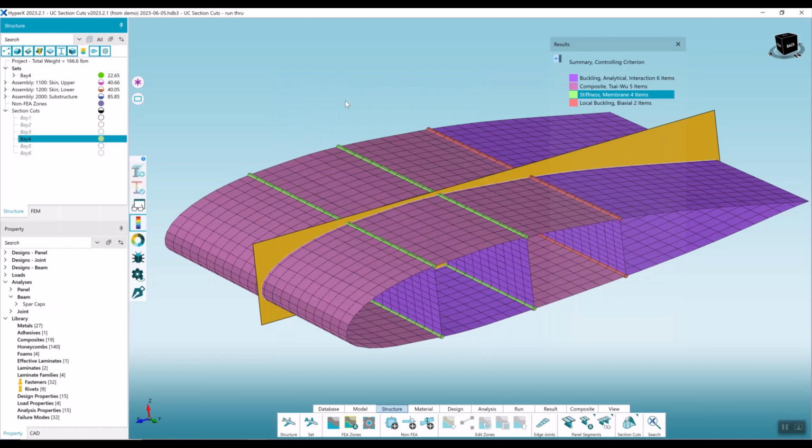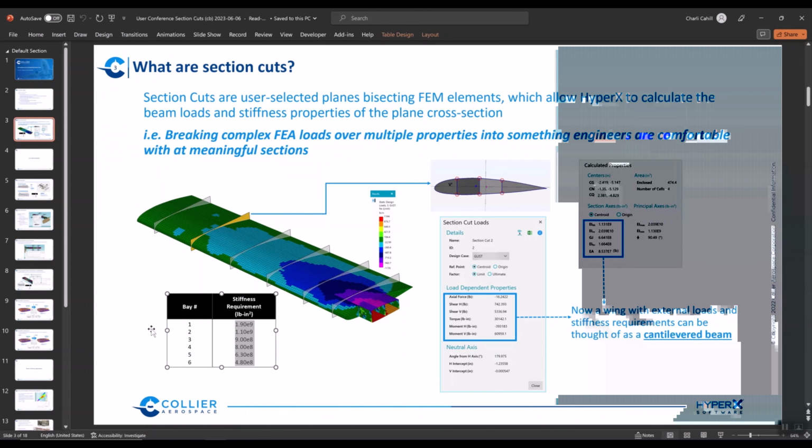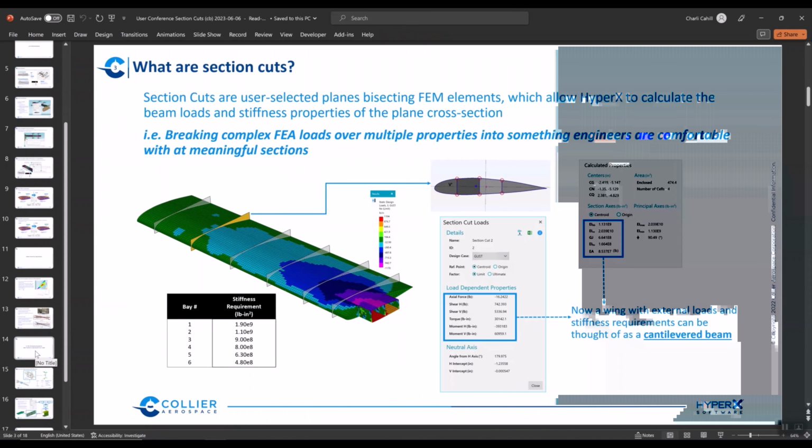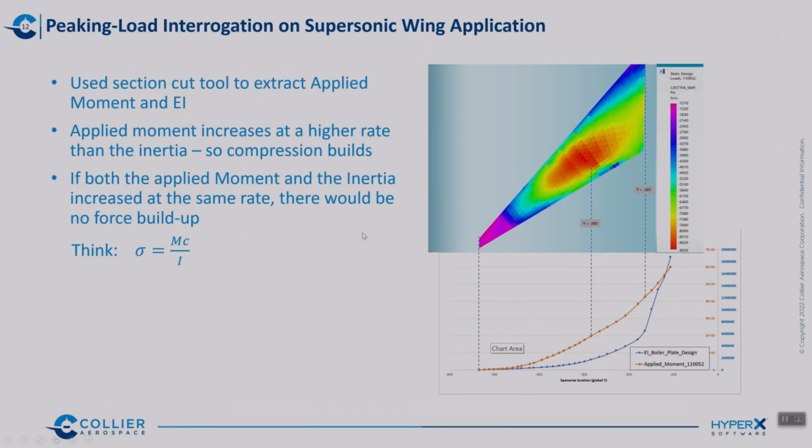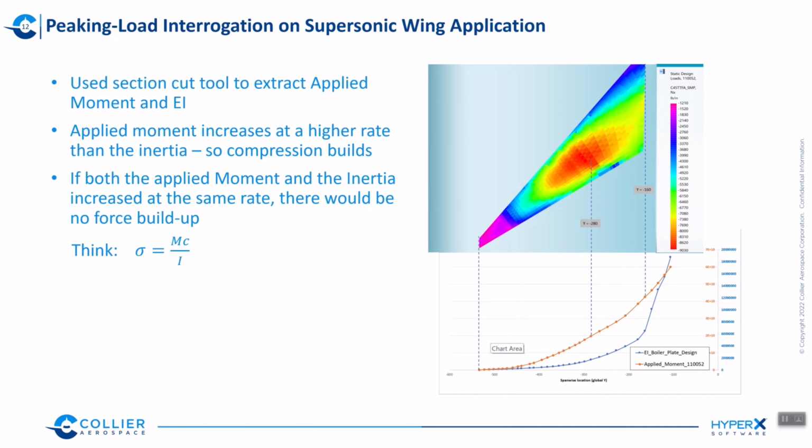Okay, so that wraps up the live demo portion of this presentation. Hopefully you were able to get a more general understanding of the capability that we offer with the section cut tool. And now I want to talk about a few of the really cool applications that we've seen our customers use this tool for. So first, let's look at a supersonic wing.